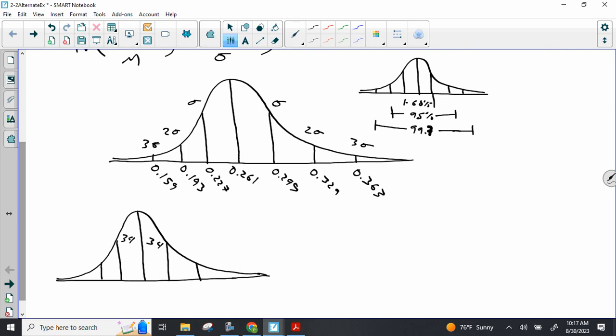It's going to be 95% minus 68%, 27, and then we have to divide that by 2. So to figure out this, I'm going 95 minus 68, and I'm dividing it by 2. That's how I'm finding this. My brain's not good today. No, we're not using the z-table yet. We're just using the empirical rule.